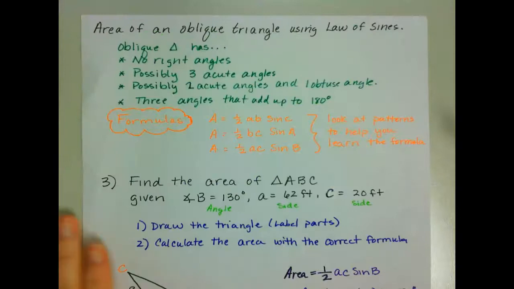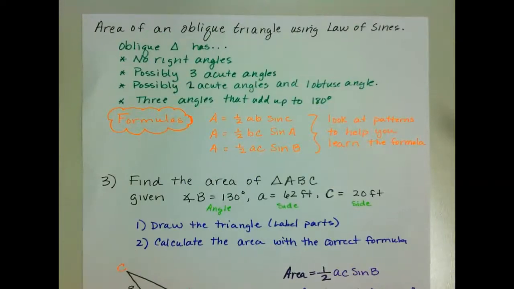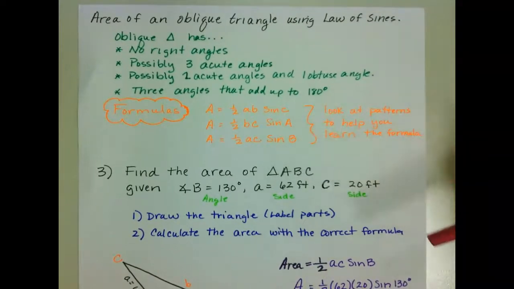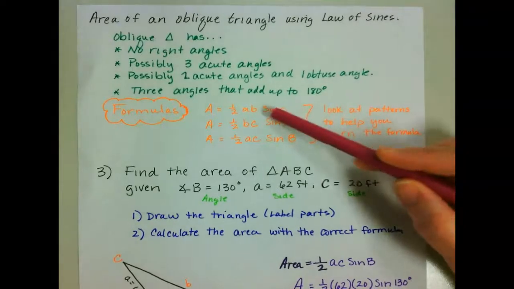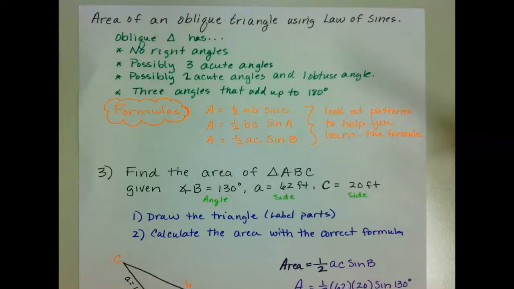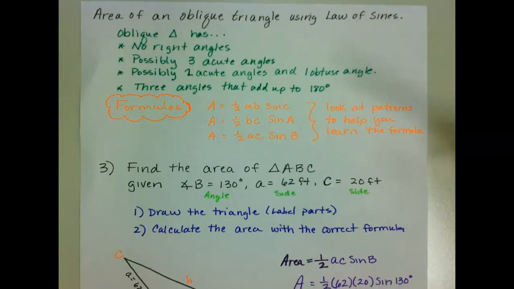Okay, so to find the area of an oblique triangle with no right angles, remember with the possibility of 3 acute angles or 2 angles that are acute and 1 that's obtuse, the angles still have to add up to be 180. So the formulas that we use are here. Notice we're using sines because we're in law of sines. We'll learn a different area formula next time that uses cosines.